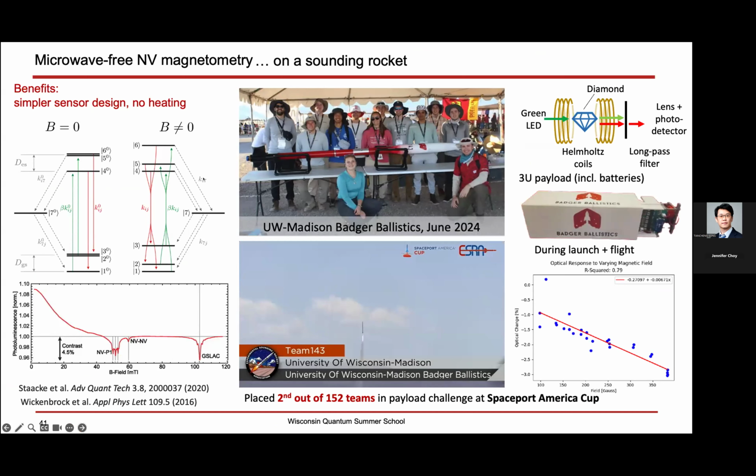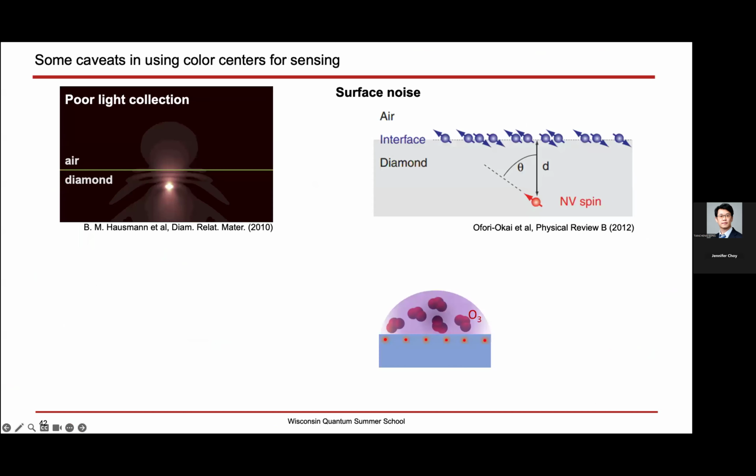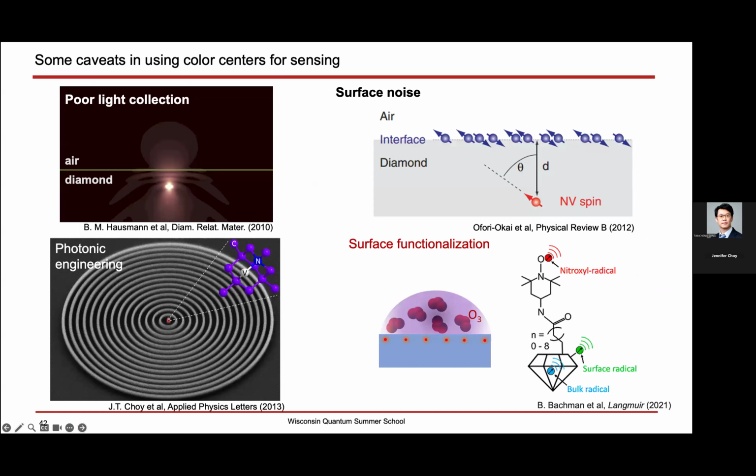Okay, so maybe since we're out of time, I will skip this part, which is I worked with a rocket team at UW-Madison to basically launch one of these magnetometers into their sounding rockets. So these are systems that are pretty much almost ready to be field deployable. And then maybe just end there.